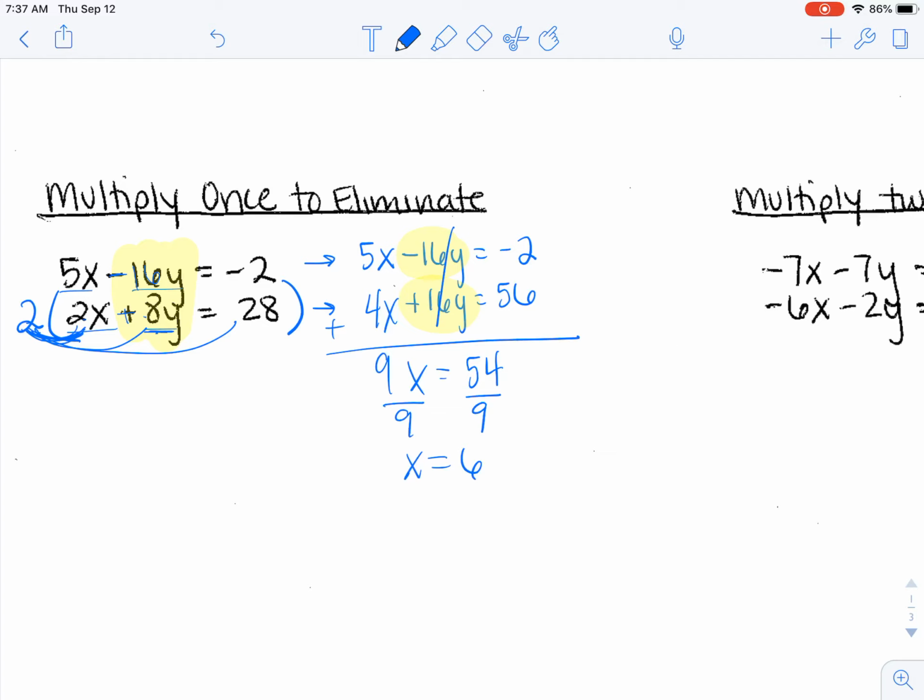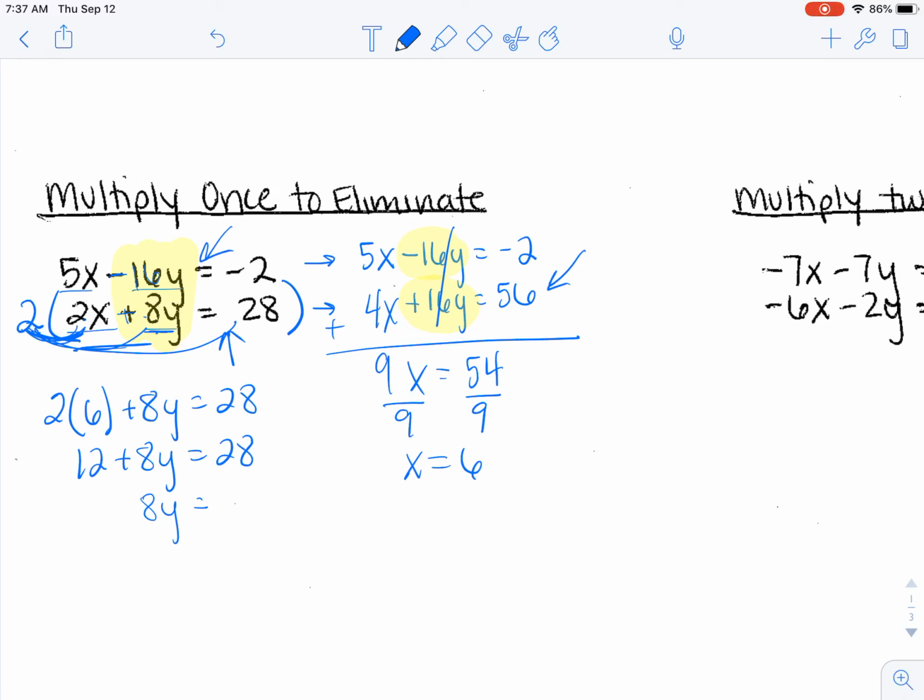Once I know that x equals 6, I have 3 different options to plug this back in. I can plug it back into the original first one, the original second one, or the one that I multiplied and got. It doesn't matter which equation I plug that back into. So I'm just going to go with this second equation. So I have 2 times 6 plus 8y equals 28. So I have 12 plus 8y equals 28. Subtract 12 from both sides, and I end up with 8y equals 16. Divide by 8, and y equals 2. So again, my solution here is 6, 2.